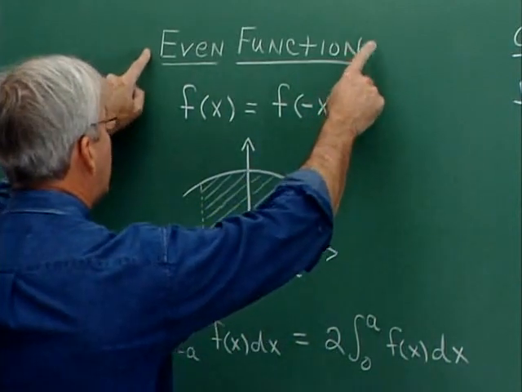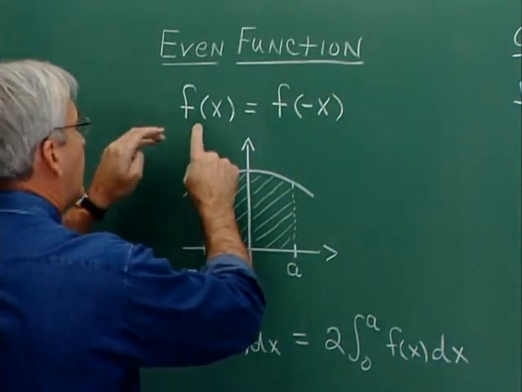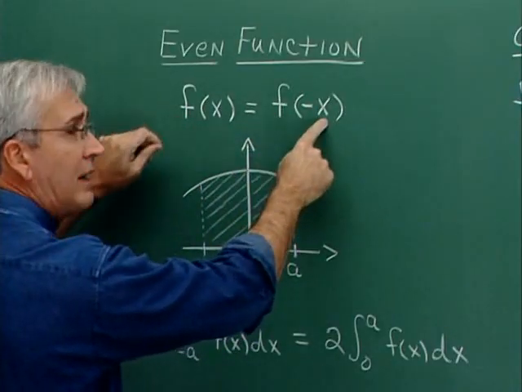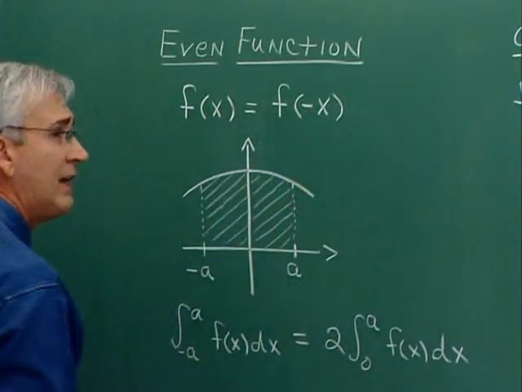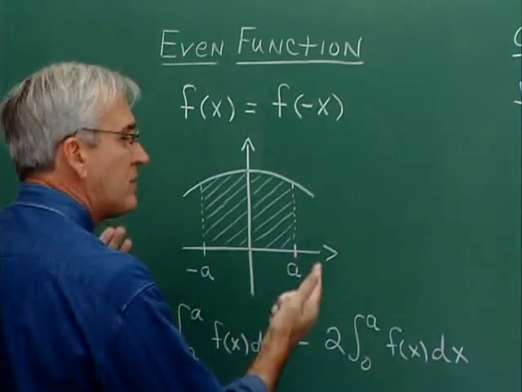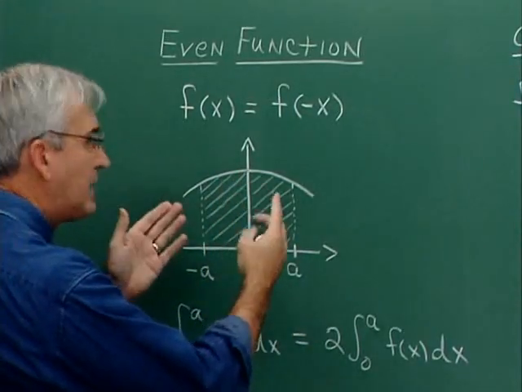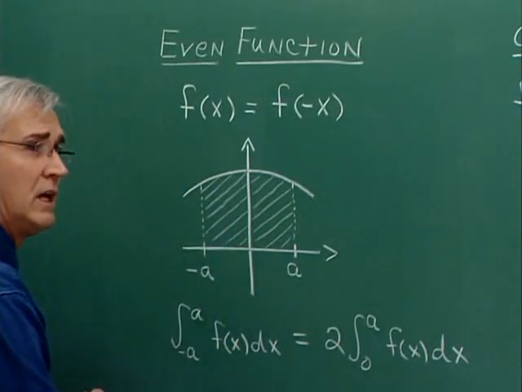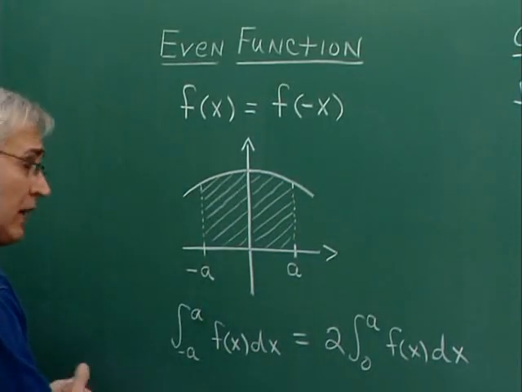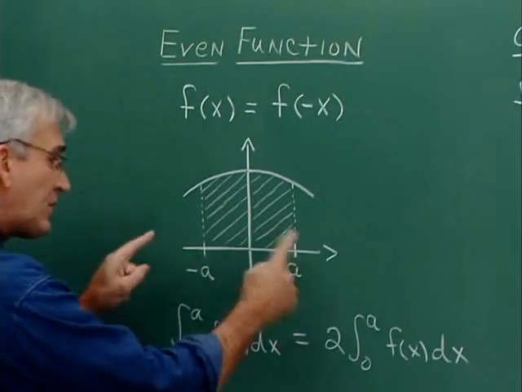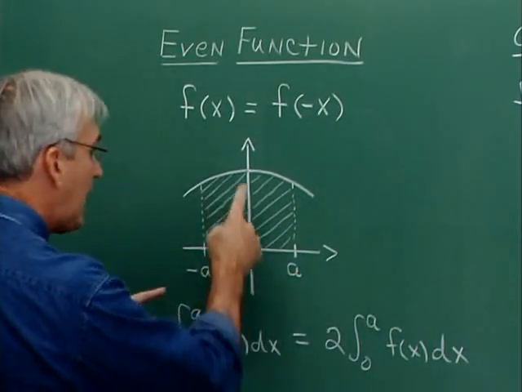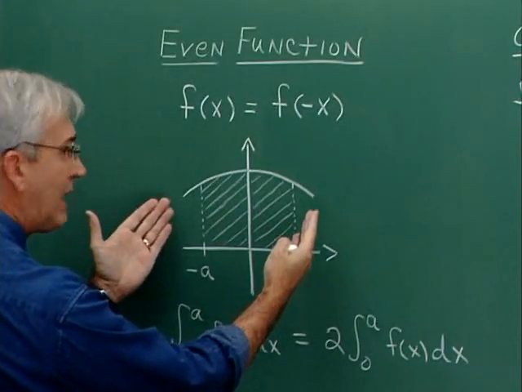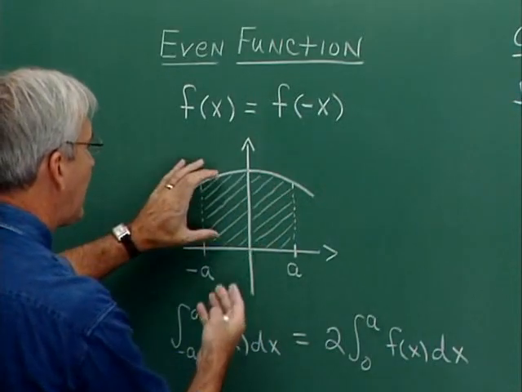Even functions had the characteristic that for every point on f of x, you have a point f of negative x. So f of x is equal to f of negative x. And all that means is that the graph is symmetric to the y-axis. Now, if we are taking the integral along an interval which is split by the y-axis, then notice what happens to this area. We have the same area over here as we have over here.